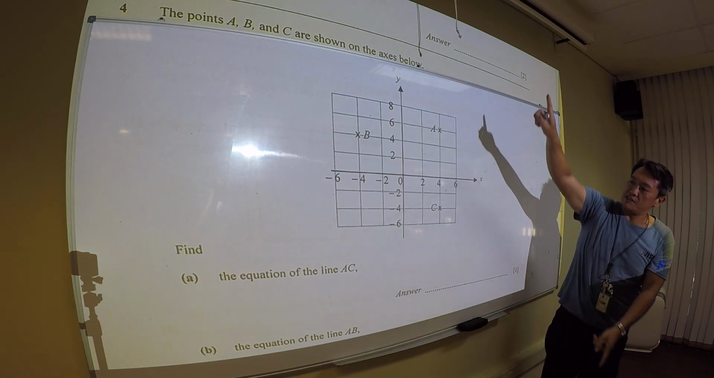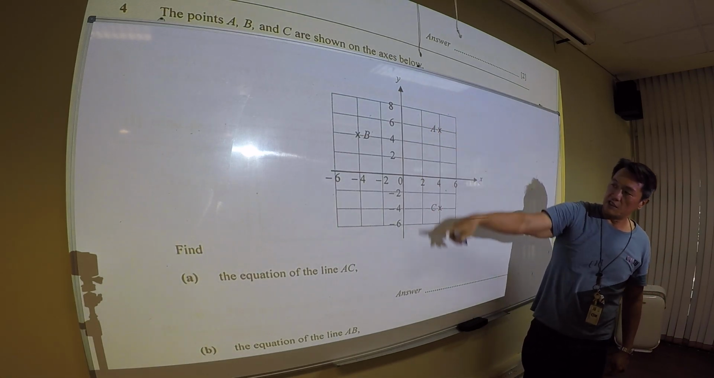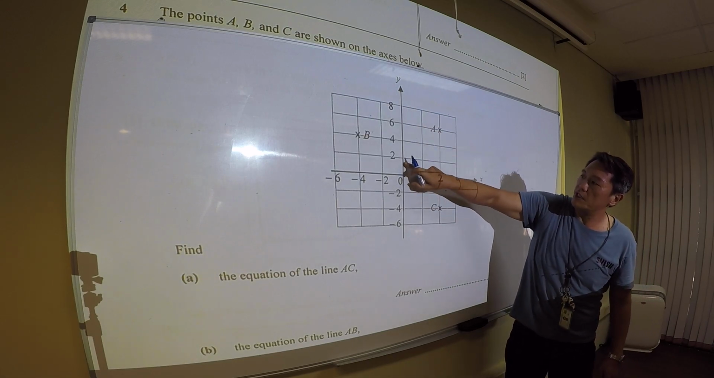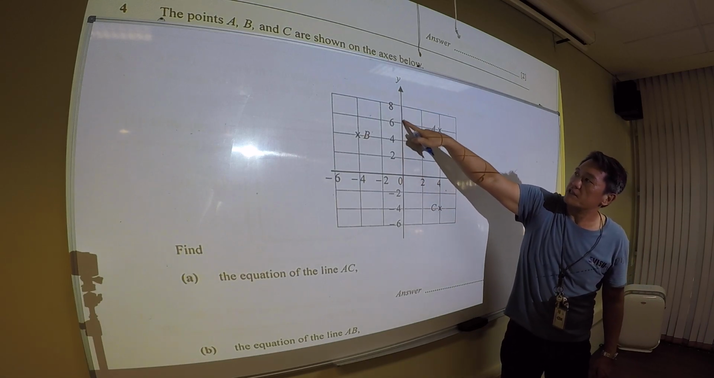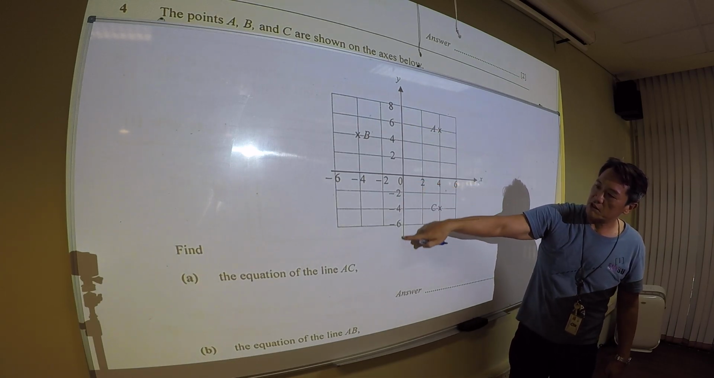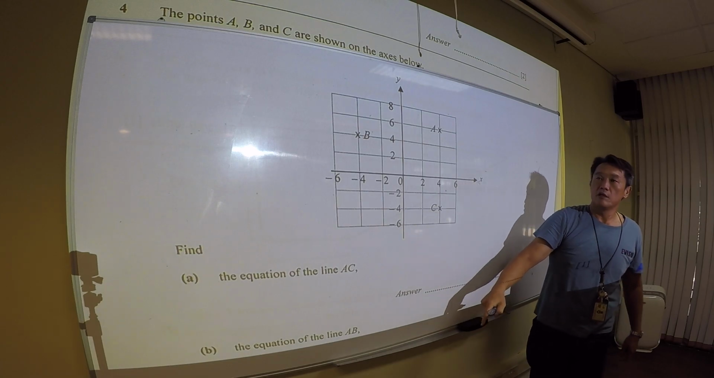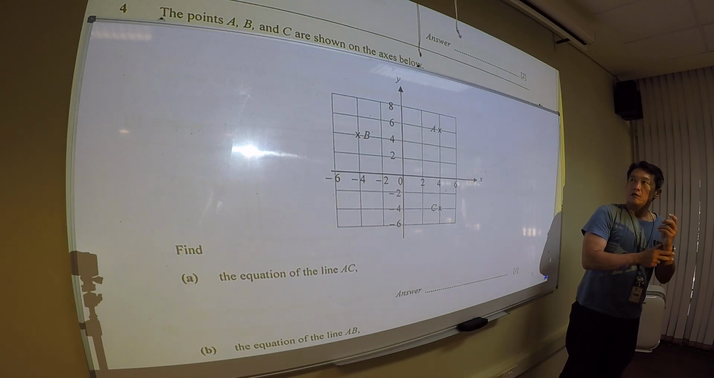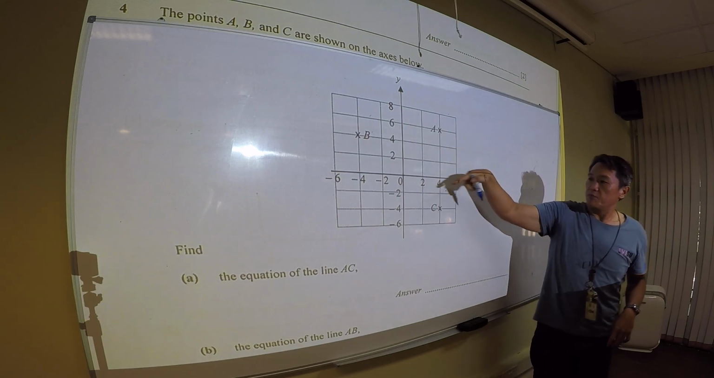Then the y-axis is always vertical, up and down. Similarly, going higher means going bigger and bigger. 1, 2, 3, 4, 5, 6, 7, 8. Going lower, your y gets smaller and smaller. So x and y are directions. Okay? So now you have 3 points.